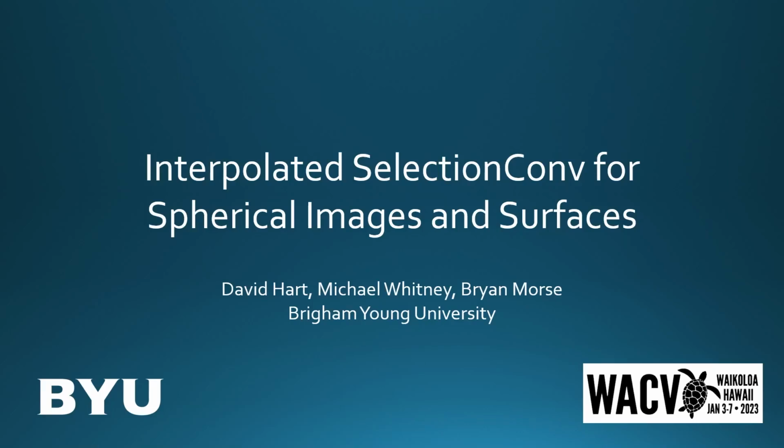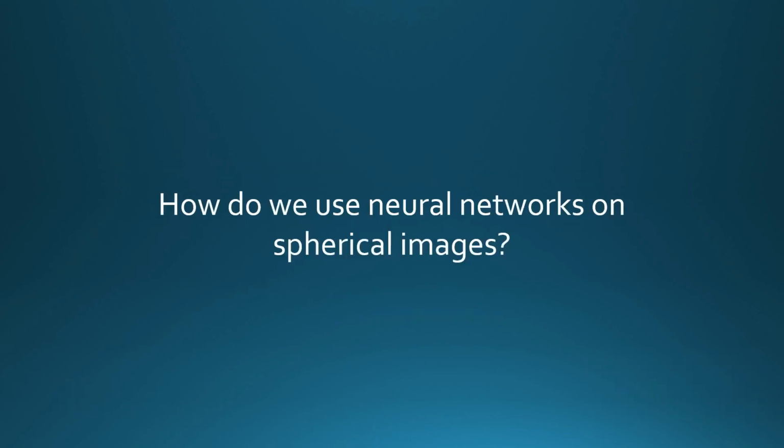We present Interpolated SelectionConv, a method for transferring 2D convolution weights to networks that operate on spherical images and surfaces. Convolutional neural networks allow for extraordinary capabilities when working with traditional 2D images. However, what do we do if we want to bring those same capabilities to spherical images?